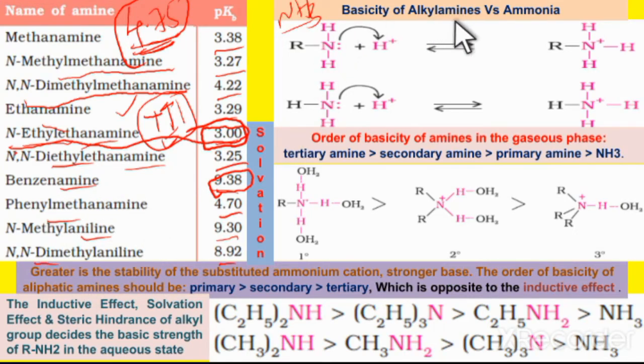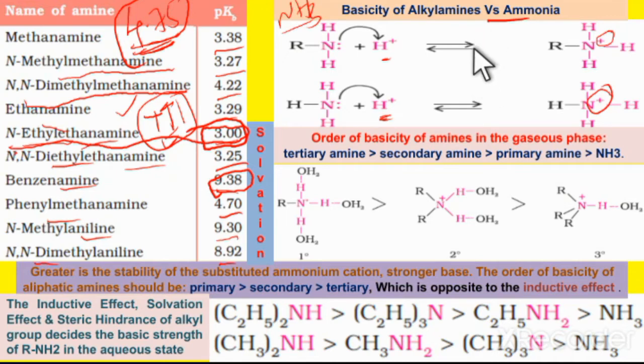Next, the basicity of alkyl amines versus ammonia. When we compare alkyl amines and ammonia, alkyl amines when treated with the H plus ion form the alkyl ammonium salt. Similarly, when ammonia is treated with H plus ion, it forms the ammonium ion.